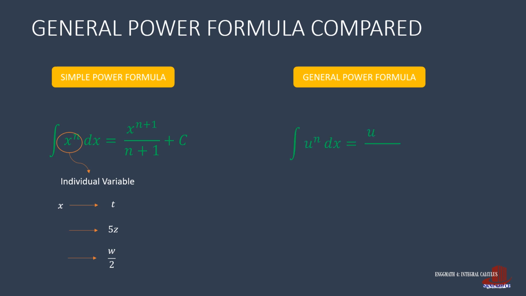The general power formula, on the other hand, still uses the same equation but has u instead of x, where u is used to denote a single term, not just a variable. For example, use the binomial t plus 1 or another binomial 5z squared plus 4z, or even the polynomial half of the quantity w squared less 2w plus 1. The general power formula is more likely to undergo distribution of the integrand as it has more terms for u.